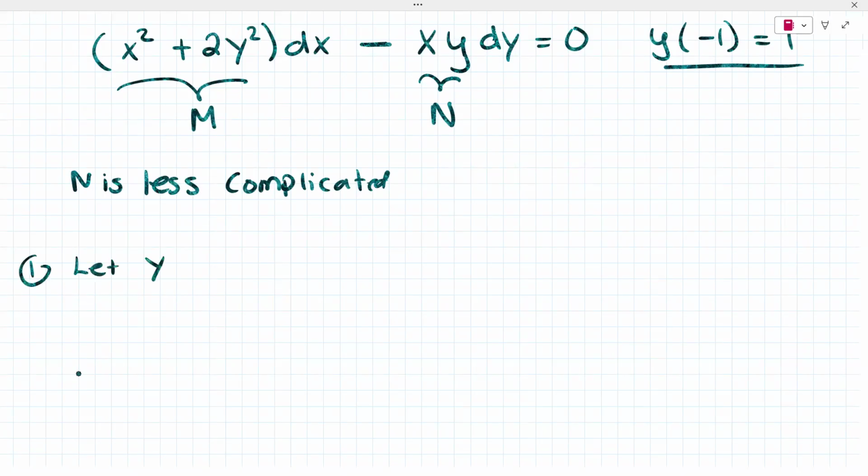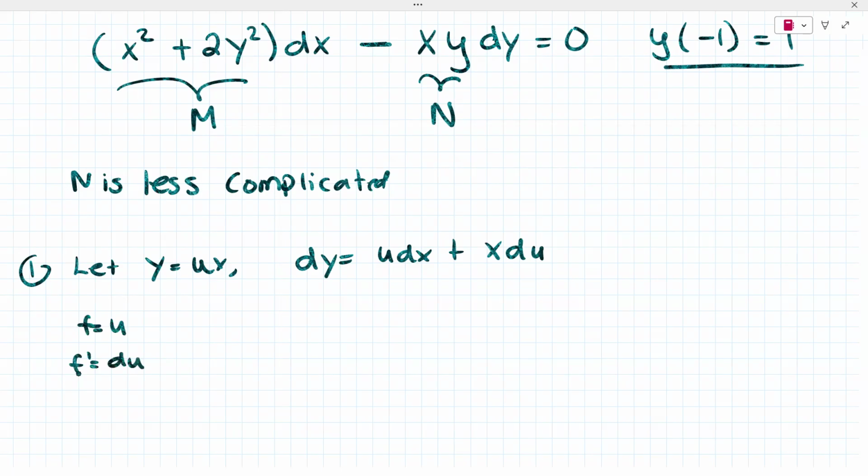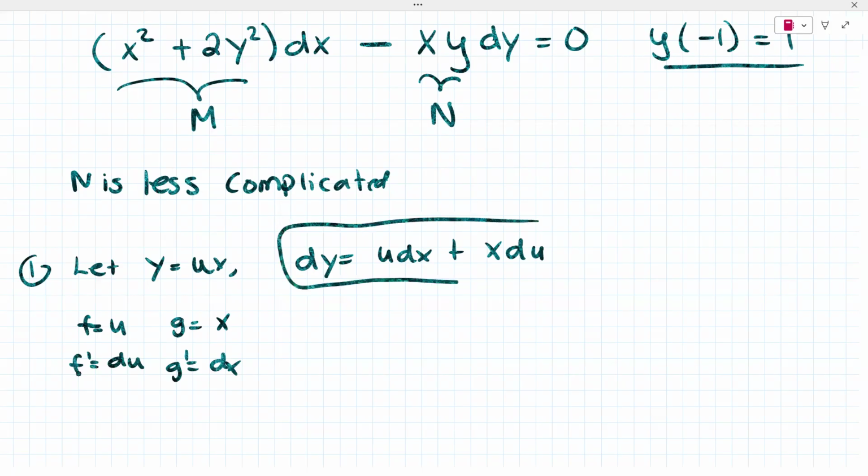So you're going to say let y equals ux, and then my dy is going to be, you have to use the product rule, so that's going to be u dx plus x du, right? Your f is u, f prime is du, and then your g is x, g prime is dx. So when you take the derivative of this, this is what you get. Let me box it. We will probably have to substitute it.